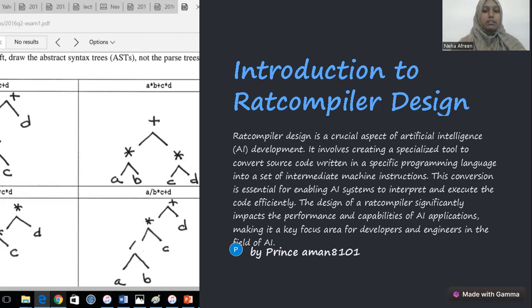RAT compiler design is a crucial aspect of artificial intelligence development. It involves creating a specialized tool to convert source code written in a specific programming language into a set of intermediate machine instructions. This conversion is essential for enabling AI systems to interpret and execute the code efficiently. The design of RAT compilers efficiently impacts the performance and capabilities of AI applications, making it a key focus area for developers and engineers in the field of AI.